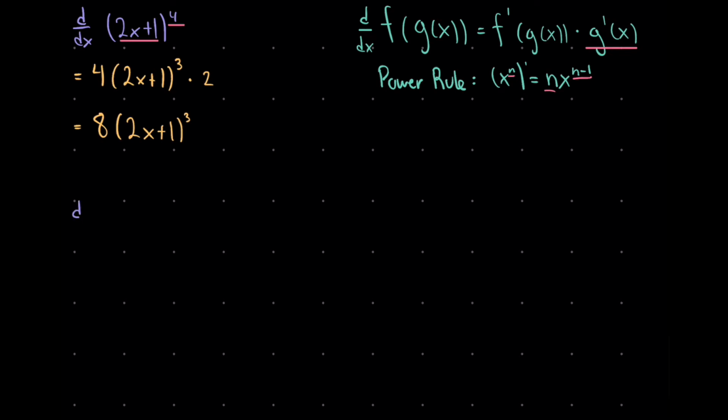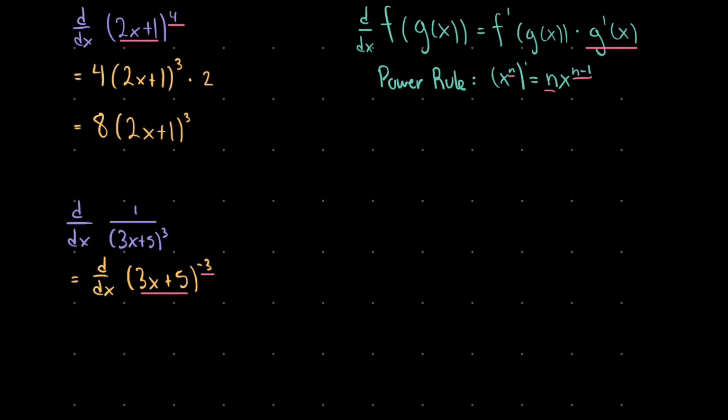Next, let's say we have the derivative of 1 over (3x + 5) to the power of 3. And for this, what we're going to do is move the denominator to the numerator. And so the exponent becomes negative. So we get the derivative of (3x + 5) to the power of negative 3. And now we see we have our inner function here, 3x + 5, and the outer one, we're taking to the power of negative 3.